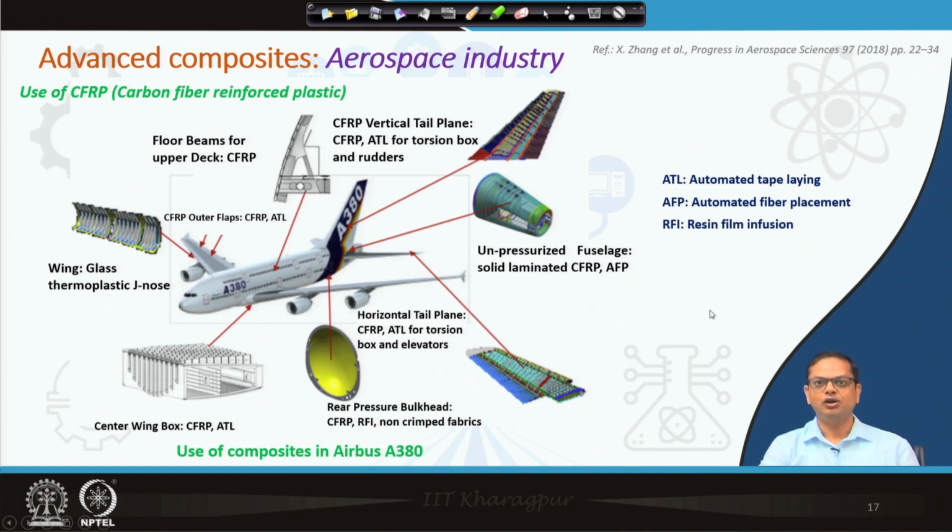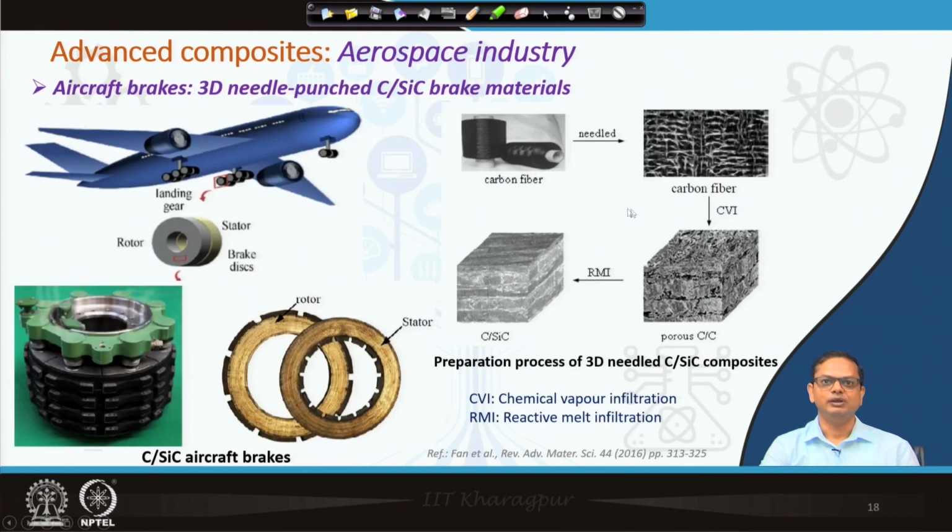All right, and you can see here another very good application is aircraft brakes. And these brakes are made by, as I showed earlier, carbon SiC. How these are made, you can see here another technique. Here carbon fibers are needled. So, basically those are stitched or needled to make a 3D structure which is called a preform, and this preform is infiltrated with, so you can see CVI, that means chemical vapor infiltration.